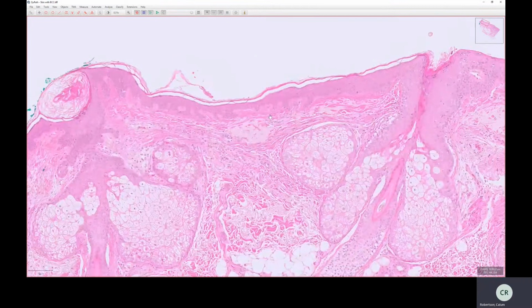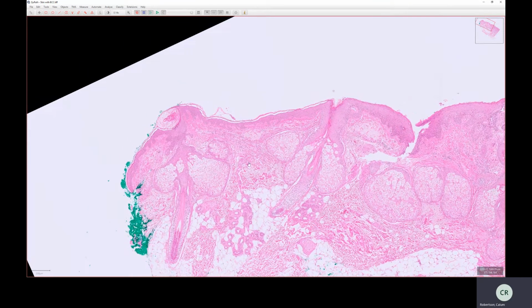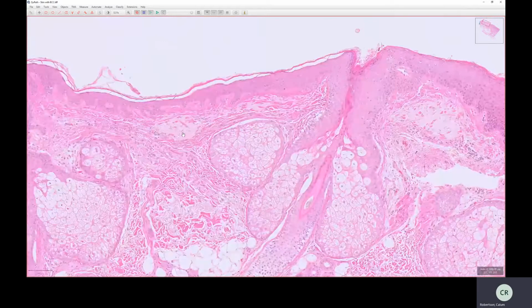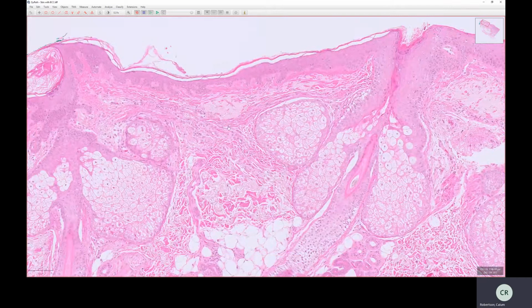So underneath the epidermis is the dermis. That's the bit from the bottom of the epidermis all the way down until the subcutis begins. And the dermis is made of two main parts. There's the papillary dermis and the reticular dermis. I'll see if I can find a spot. So the majority of this is reticular dermis.